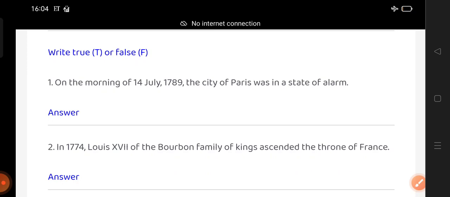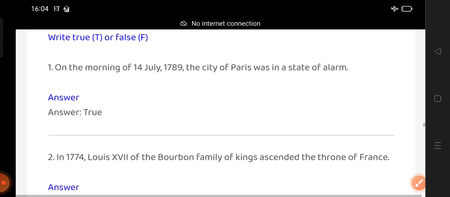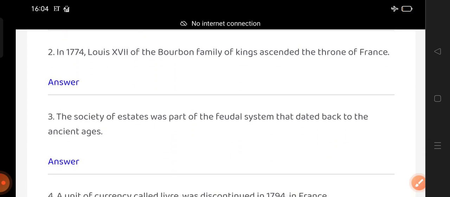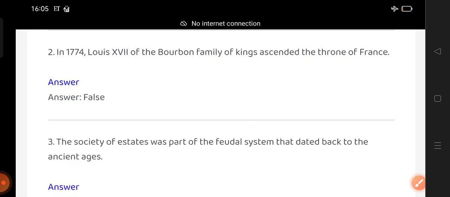Okay, so the next question is the true and false type. On the morning of 14th July 1789, the city of Paris was in a state of alarm. Whether it's true or false. May I disclose the answer? Okay, true. Second, in 1774, Louis XVI of the Bourbon family of kings ascended the throne of France. May I disclose? Okay, disclose.